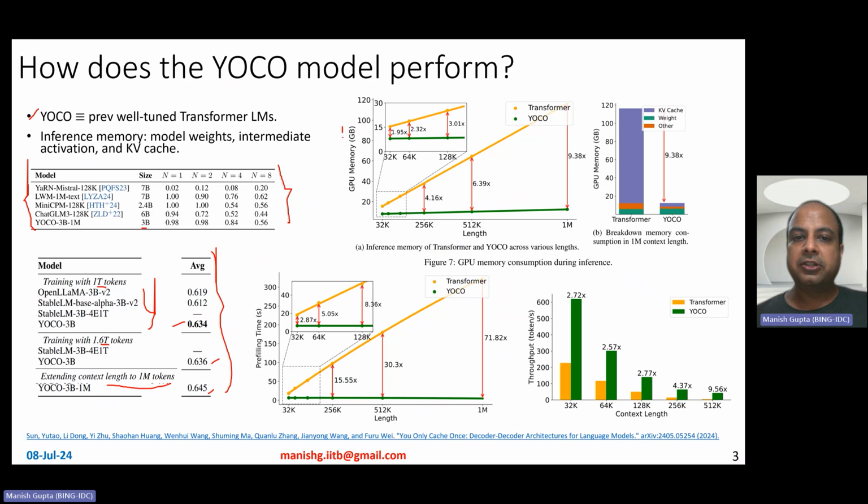So this chart basically shows you GPU memory usage, right? And on the x-axis, what you see is essentially the length of the input sequence, right? So essentially 32K, 256K, 512K, 1 million, and so on. Okay. So what do you observe here?